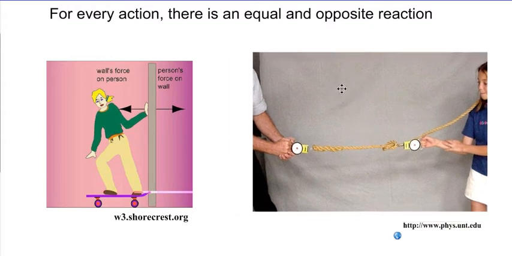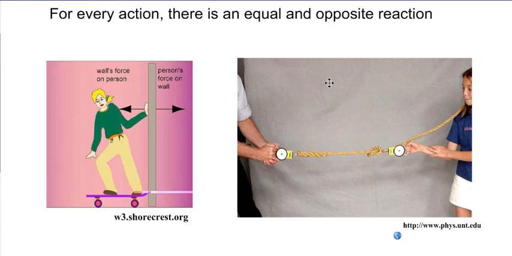If you look at this picture over here on the right, you can see there are two people here, and they each have a scale, and the scales are attached by a rope. And if both of these people pull on the scale, there's no way for either of the scales to read a different value until one person overpowers the other. So until that point, it's going to be equal and opposite, and these scales will read the same.